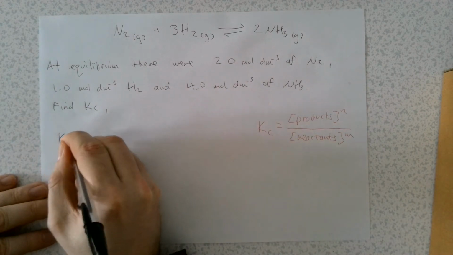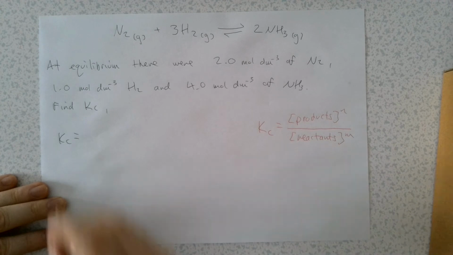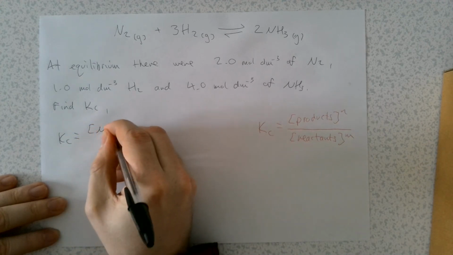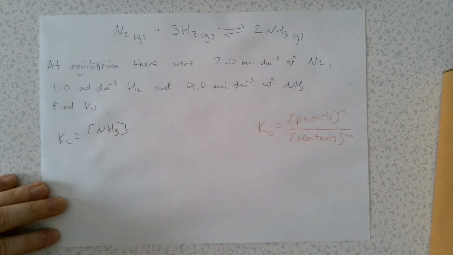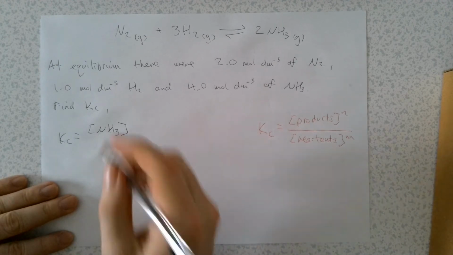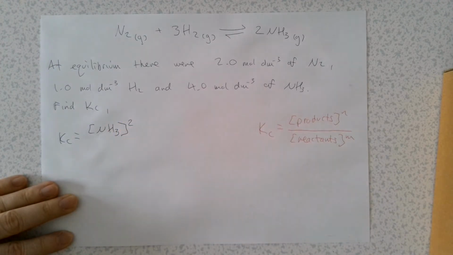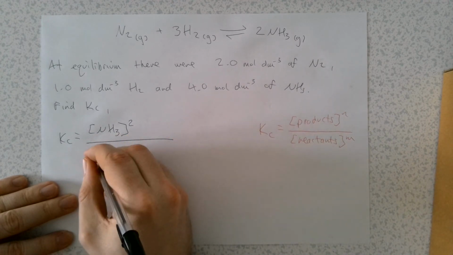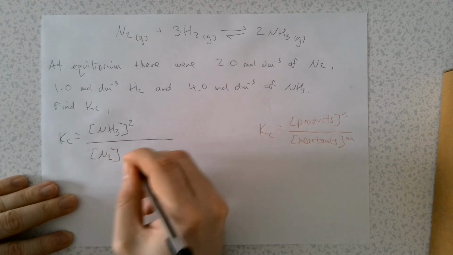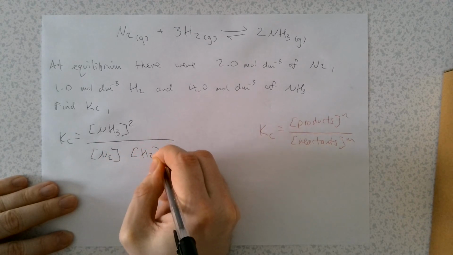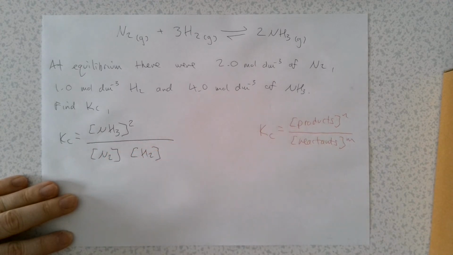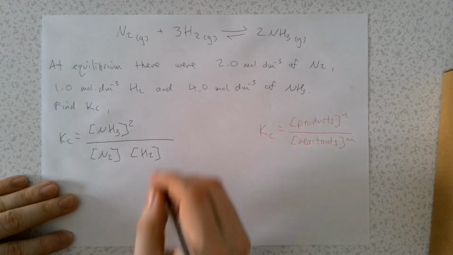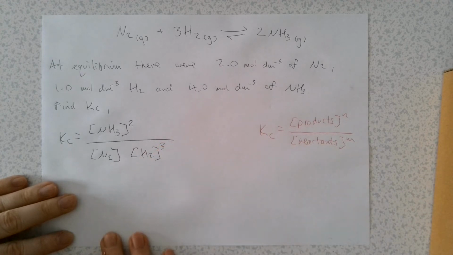Our Kc will be equal to our products, which is ammonia, the concentration of, that's what those square brackets mean, raised to the power of their molar ratio, which is 2, divided by the concentration of our reactants, which is N2 and H2, raised to the power of their molar ratio, which is 1 and 3.